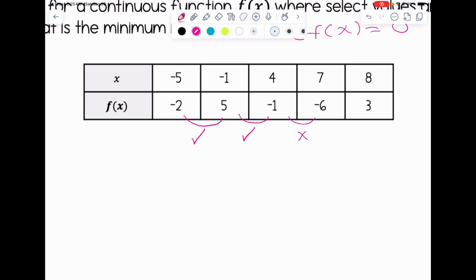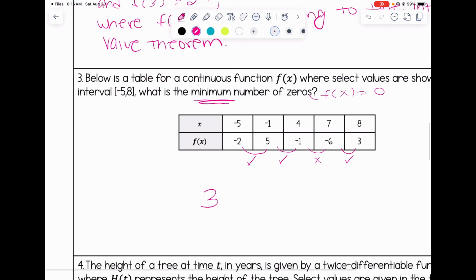Now, it's possible, of course, that we are, right? So we don't know. There could be values between 4 and 7 where the function's going up and down and up and down. But that's why this question, you can even see right here in the corner, is asking for the minimum number of zeros. What can we be totally sure of from this table? And then over here from -6 to 3, we are definitely passing through 0. So the minimum number of zeros in this problem would be 3.